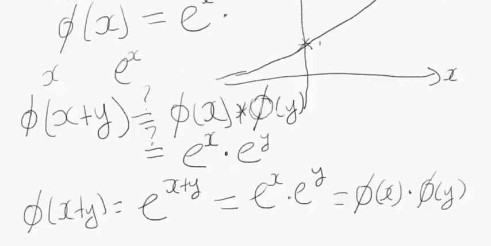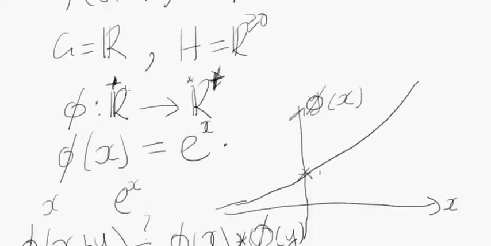So we have ourselves a legitimate homomorphism here between the set of real numbers and the set of positive real numbers. It's not actually, I said it's a group, right? The group of positive real numbers. Okay.